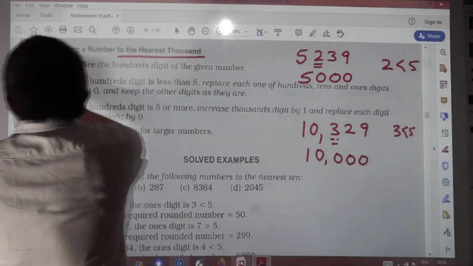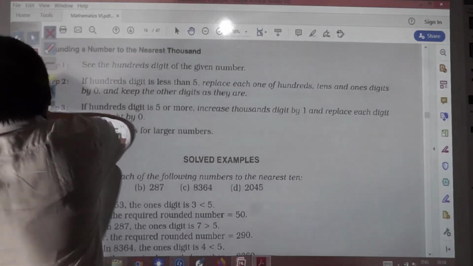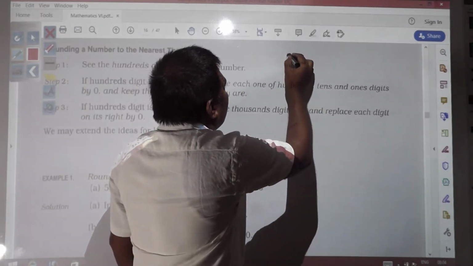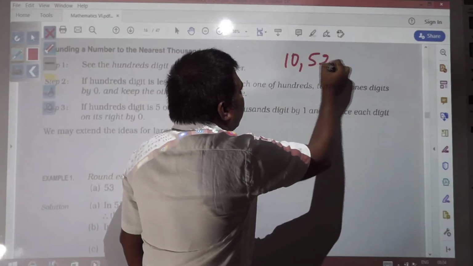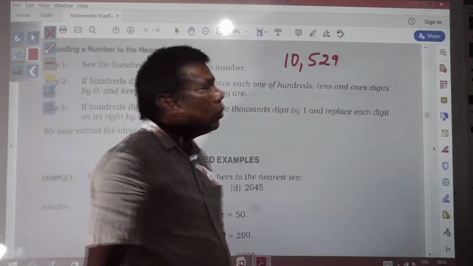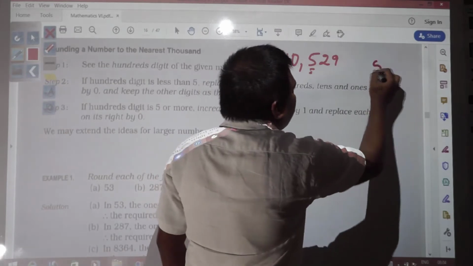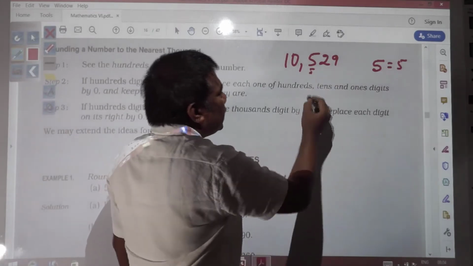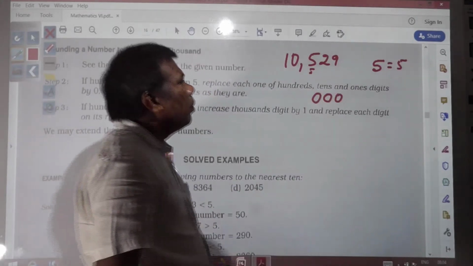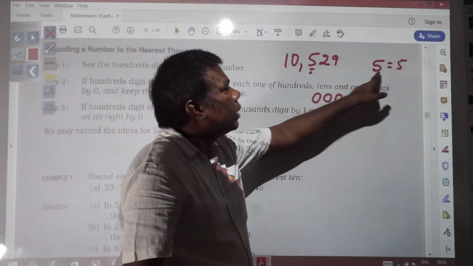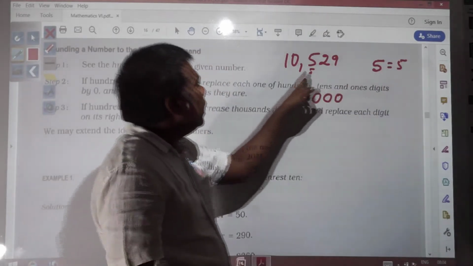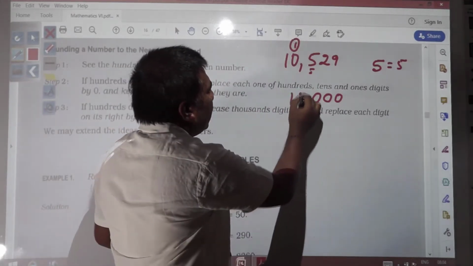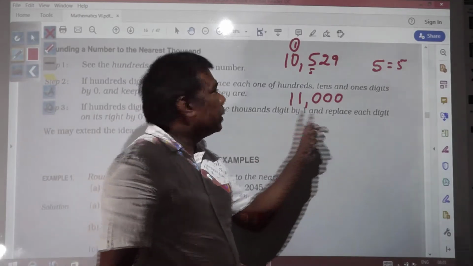Take some other example. Suppose you have 10,529. In this case, what we will do? This 5 in hundreds place, that is equal to 5. What we need to do? Again, these 3 digits are required to be replaced by 0. But in this case, if 5 is equal to 5 or more, then 1 is required to be added on this. So this will become 11,000.